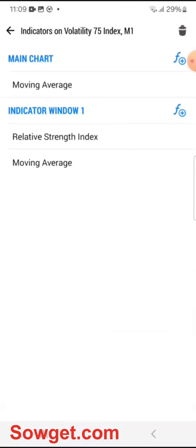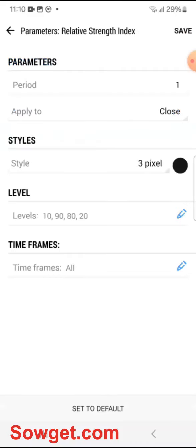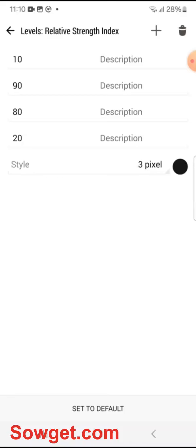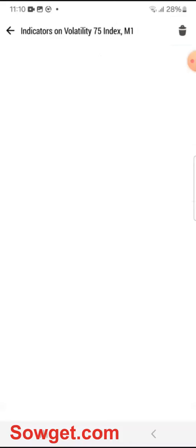Then the two indicators on the indicator window. We have the relative strength index. If I click on it, you can see that these are the settings. The period is 1, apply to close. The style is 3 pixels. As usual, just use a color of your choice. You can see the levels we have: 10, 90, 80, 20. So just make sure to set yours like this. Once you've done that, click on save.